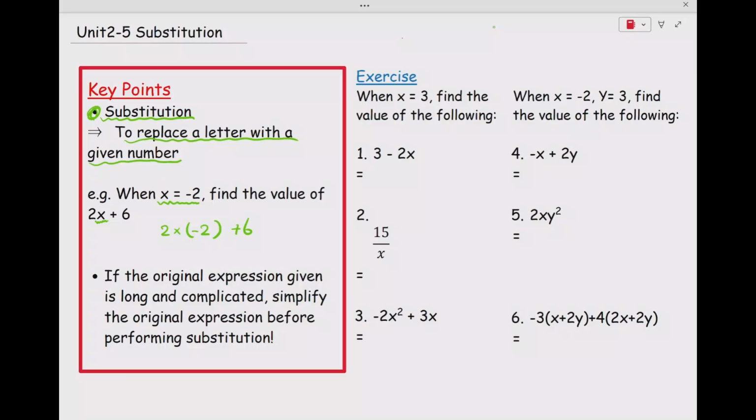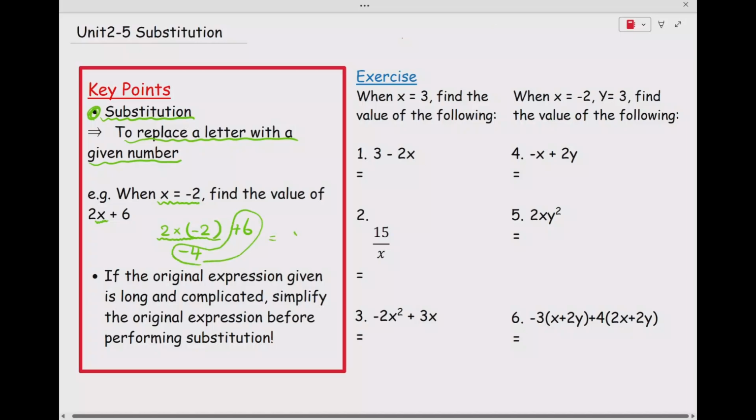Now all we have to do is to calculate this. So 2 times minus 2 is minus 4, and minus 4 plus 6 equals 2. So the answer is 2. You will understand this quickly if you actually do a few exercises, so let's try some questions.